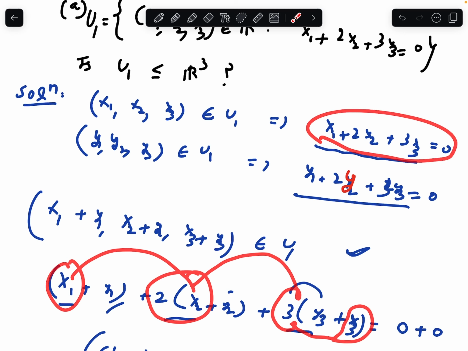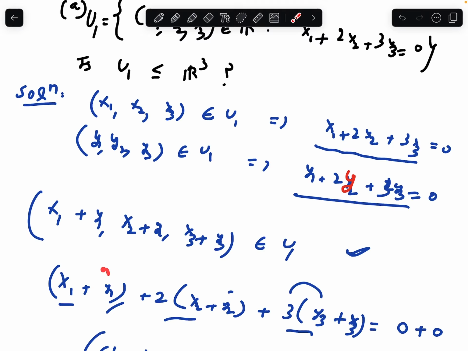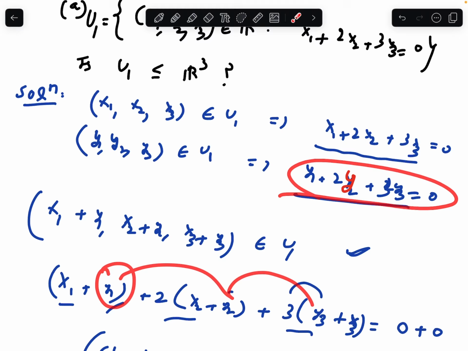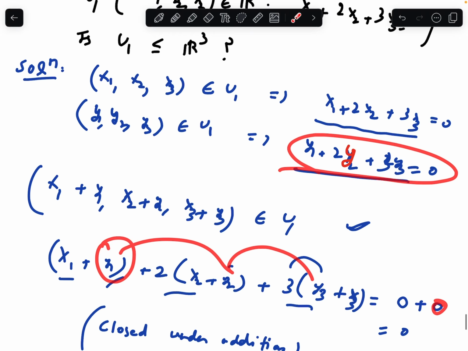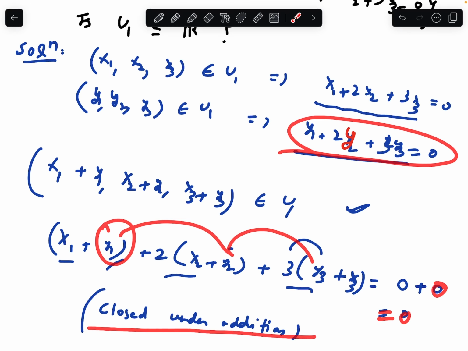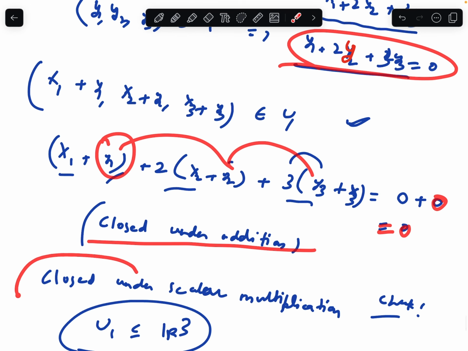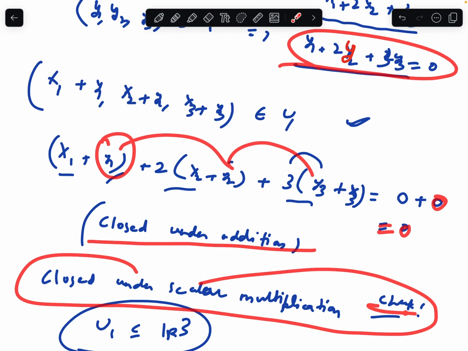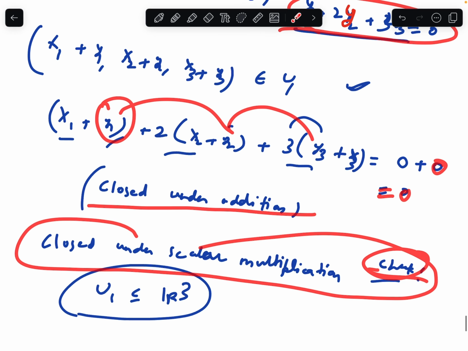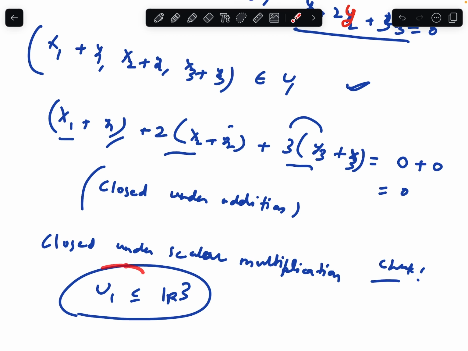is this, and this is 0. So I've written it 0. Similarly, y1 plus 2y2 plus 3y3 gives us 0. So this is 0 and this is equal to 0. So it is closed under addition. Similarly, you can verify that it is closed under multiplication as well. You can check it, and then you'll conclude that U1 is actually a subspace of R3.